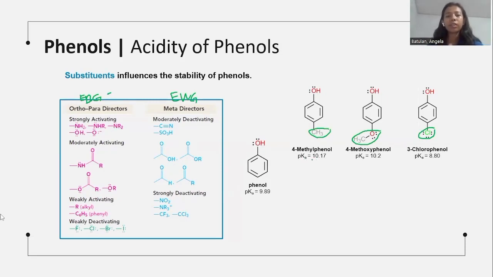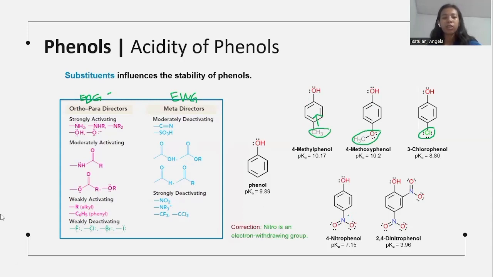Tapos makikita natin yung pKa nila mataas, which means mas napapababa nila yung acidity nung phenols. Kasi nagdo-donate sila ng electron towards dun sa ring. Ang gusto nga nito ay maging parang positively charged, di ba? Para ma-abstract yung proton. Ito kasi, yung electron density napupunta dito. So, mahirap mag-abstract ng proton. As compared naman dito sa nitro. So, electron donating group sila. So, kapag padagdag yung EDG natin, mas tumataas din yung acidity. Mas bumababa yung pKa, tataas yung acidity.